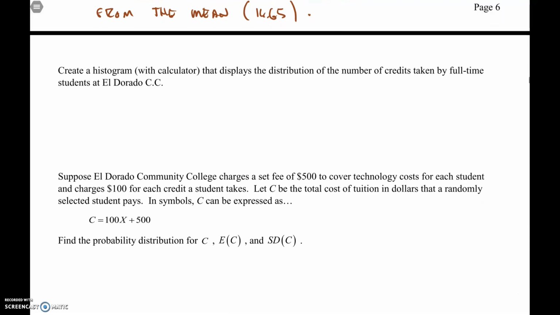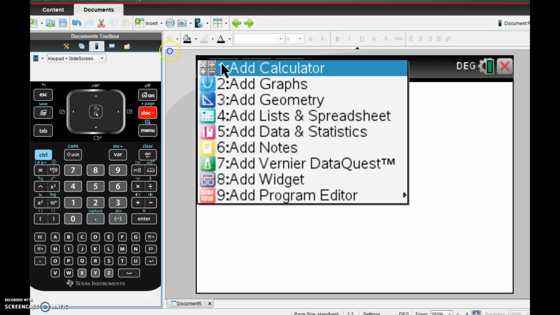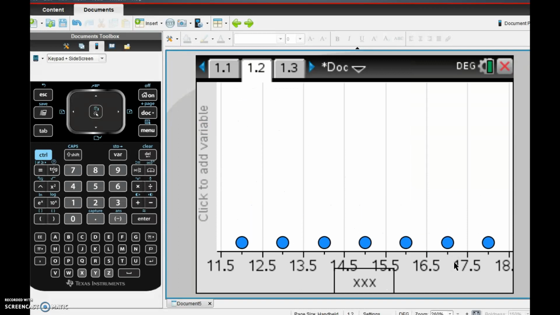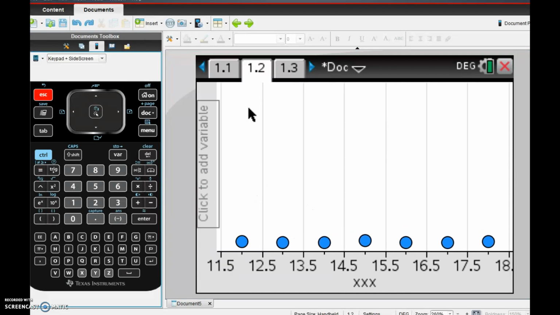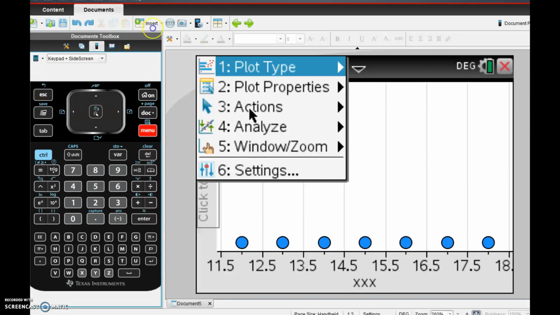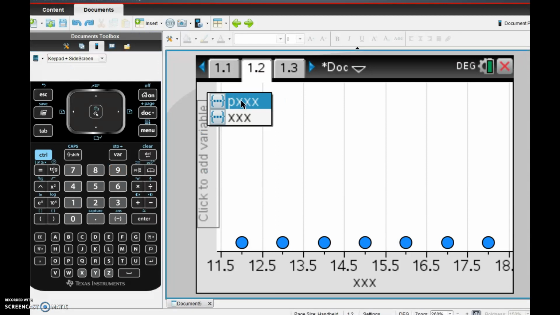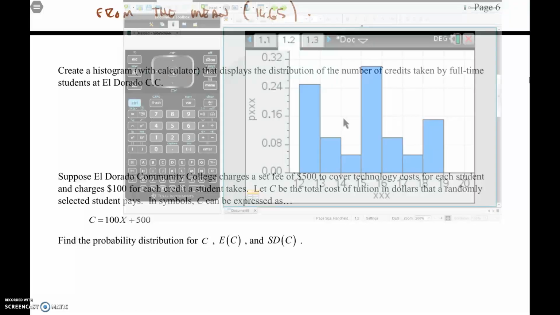Create a histogram. So let me refresh your memory on how to make a histogram. Data and statistics page. Put your X's on the X-axis. Don't just put in your probabilities and make a scatter plot. Nope. Go to menu, plot properties. We want to add a Y summary list. So that would be the distribution. I would say this is a trimodal or multimodal symmetric distribution.